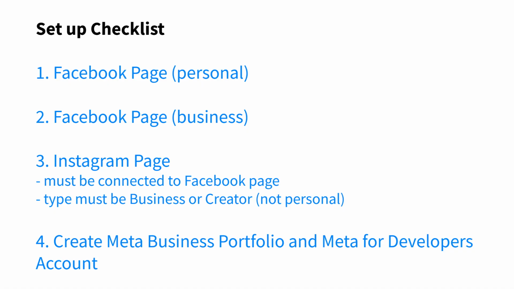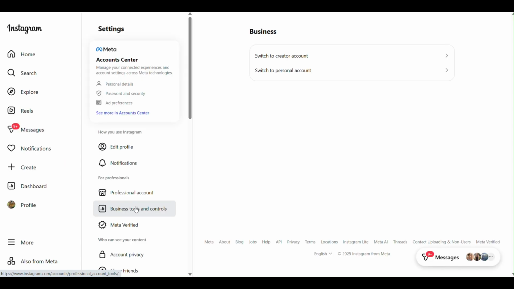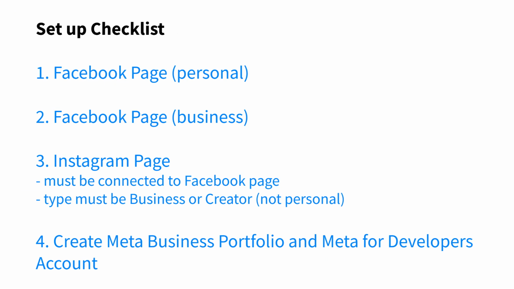First things first, we need to check that we have the following things set up. So obviously you need to have a Facebook account. If you don't, that's going to be a problem. So go ahead and sign up. Secondly, you should have a Facebook business page for your business and make sure that you're an admin for it. Thirdly, as we're aiming to pull data from Instagram, you need an Instagram account, and this needs to be linked to your Facebook page and either a type business or creator.